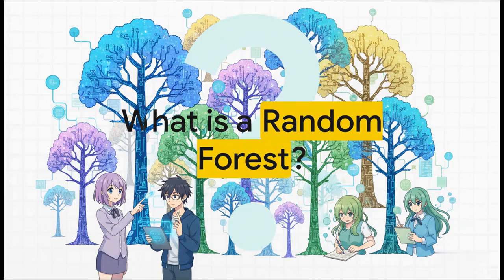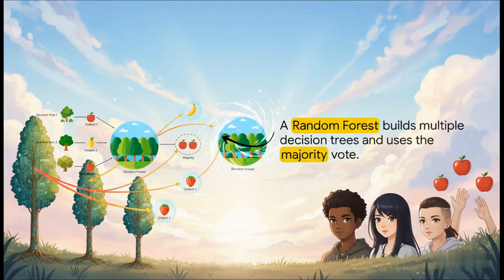First up in our algorithm showcase, what is a random forest? The idea here is basically the wisdom of the crowd. A random forest doesn't just rely on one single decision tree. No, it builds an entire forest of them. Each tree gets a slightly different look at the data and makes its own prediction. The final answer is then just a majority vote from all the trees in the forest. This makes the overall prediction much more accurate and stable.